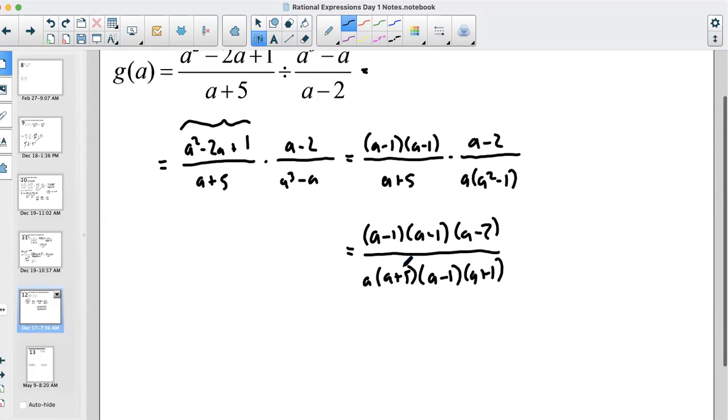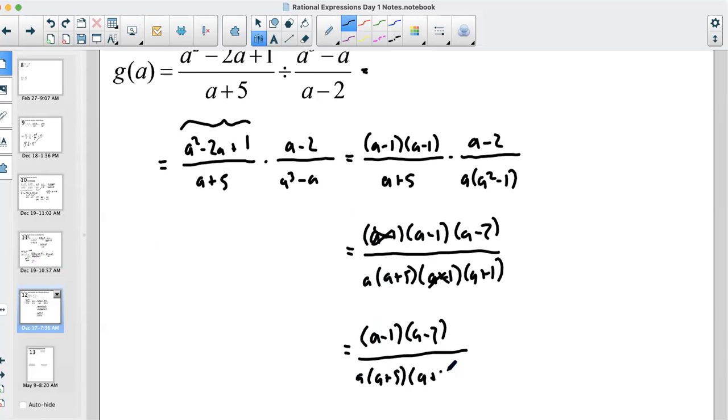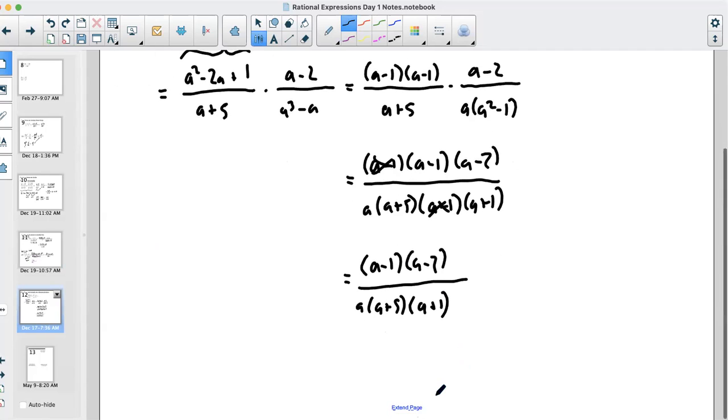So you can cross off an a minus 1 on the top and the bottom now. That was the whole point of that. So I get a minus 1 and an a minus 2 on top. The bottom is an a and an a plus 5 and an a plus 1. And just for funsies again, the domain of that function g of a, I'm going to write that down so we remember exactly what we're talking about. The domain of g of a, you have to go back to this step. After you cross these things out, you lose some of the things that make this original thing undefined.